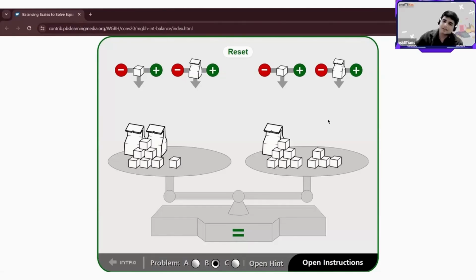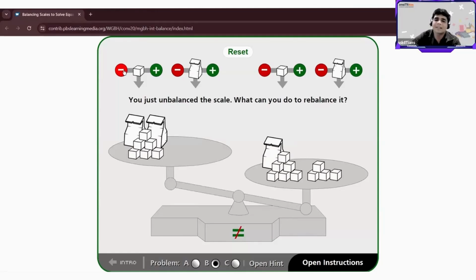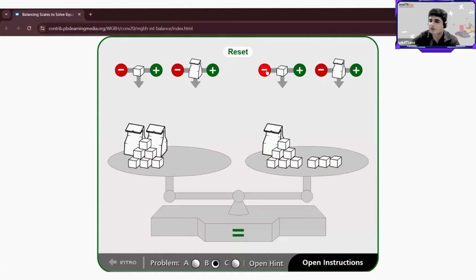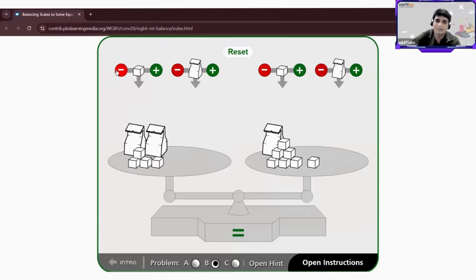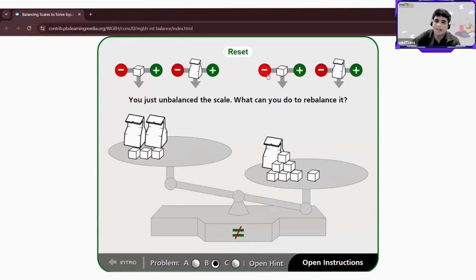Okay, wait. Let's make it simple. Let's make it very simple. Okay, everybody, let me make it very simple for you. Let's remove from here. What did I do? I removed 1 cube from here, so I'll remove 1 cube from here. I will remove 1 more cube from here, so I'll remove 1 more cube from here. 1 removed over here, 1 removed from here.